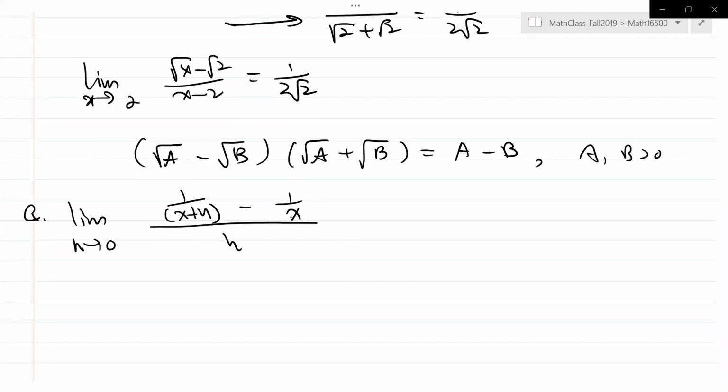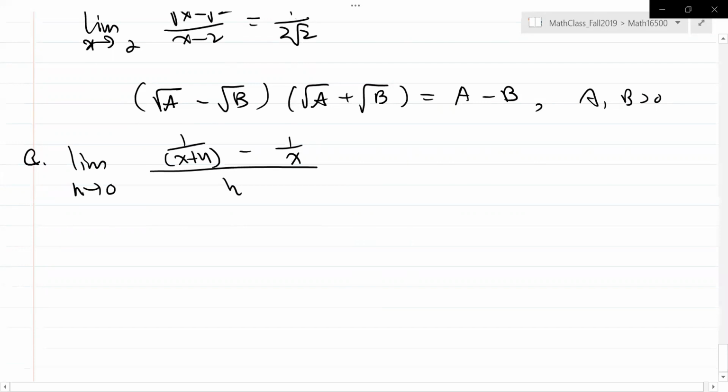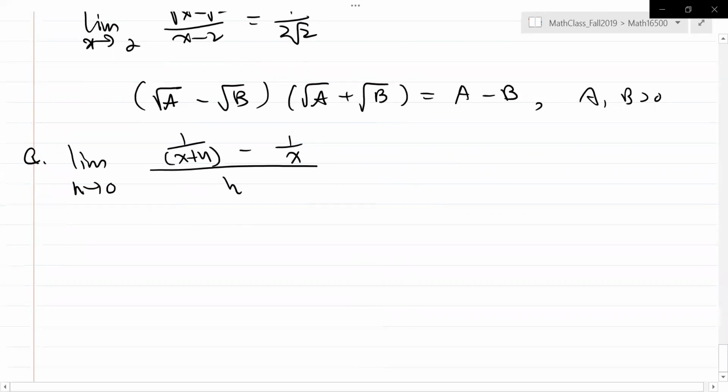So (1 over x plus h minus 1 over x) divided by h. That requires very basic algebra skill. So you simplify the numerator, you have to combine two terms in the numerator, then eventually you get a factor of h, and you get rid of h by this division.